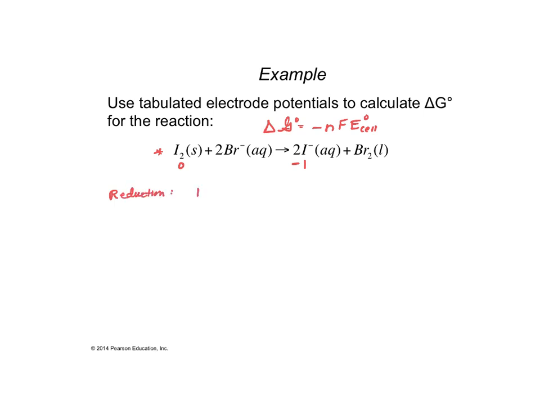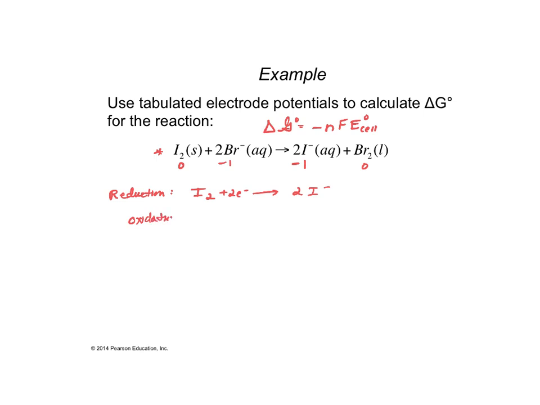So if I have an I2 and it goes to make 2 I minuses, for each I am gaining 1 electron. So how many total electrons do I have to gain if I have 2 I's? 2 electrons, right? So for this half reaction, it's I2 plus 2 electrons going to 2 I minus. Then on the other hand, for bromine, we have a -1 here, and we have a 0 over here. So bromide is being oxidized.